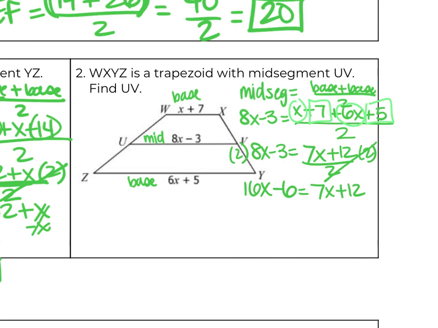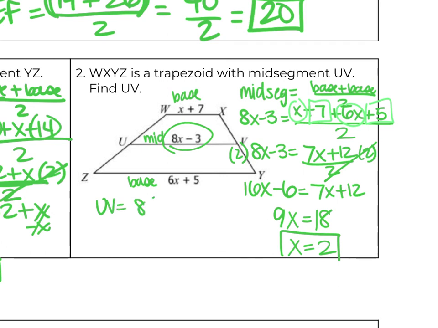Alright, and then from here we would just solve. I would recommend subtracting 7 from 16, give you 9x, and adding 6 to 12 to give you 18. Divide by 9, x would equal 2. And you were trying to find UV. So plug 2 in for x, giving you 13.